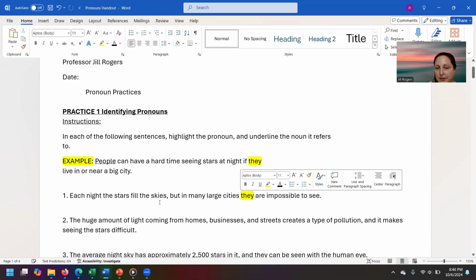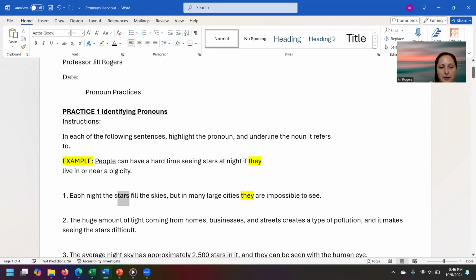So I see stars and I see skies. Well, let's see. Each night the stars fill the skies, but in many large cities, let's replace it. Stars are impossible to see. That seems to make sense, but let's just try the other one just in case. Skies are impossible to see. No. So we know that here we're referring to stars.